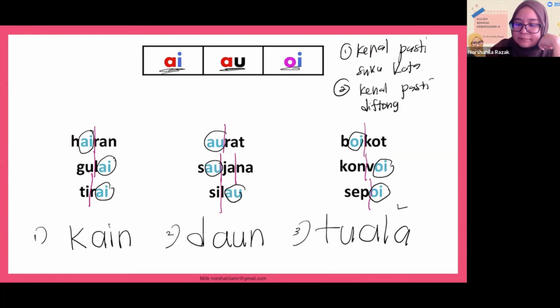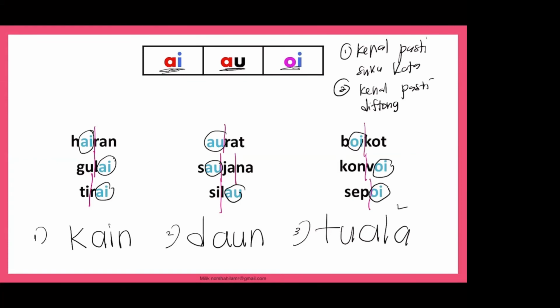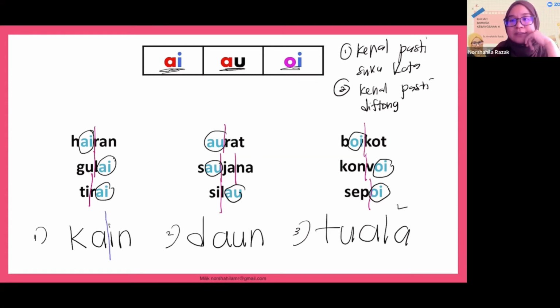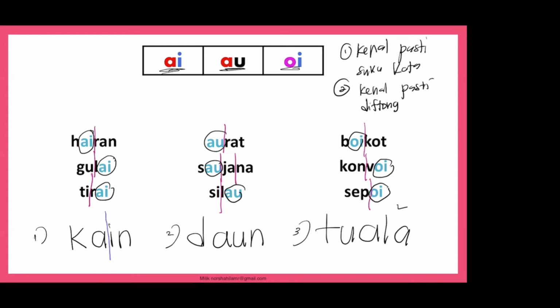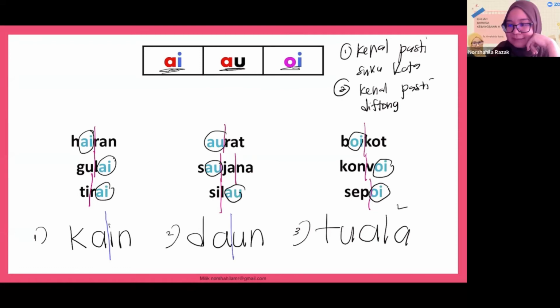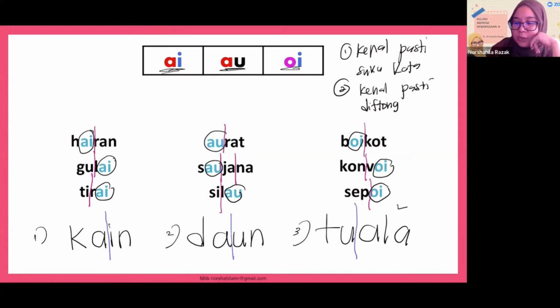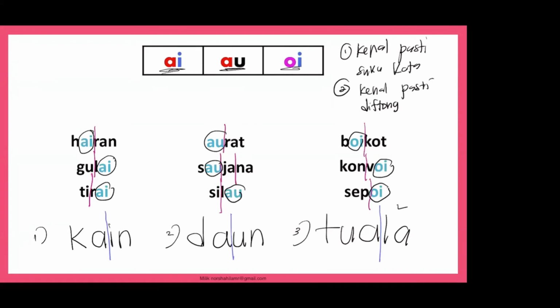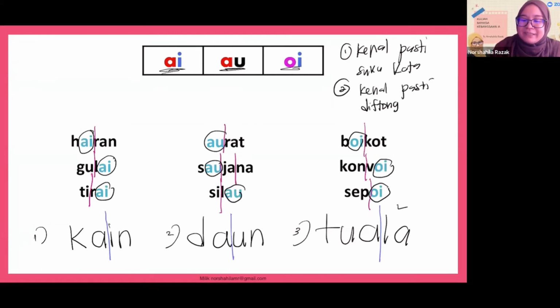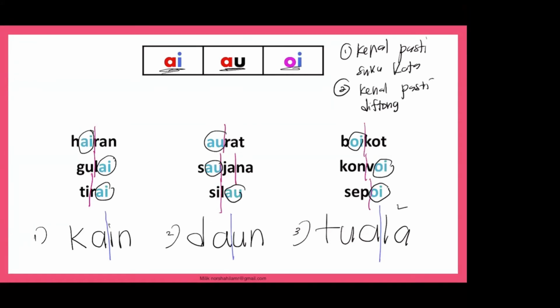Okay, cuba tengok perkataan yang pertama. How do we break it down into syllables? Kain. Okay, kain. Number 2, daun. Number 3, tua. Tu-a, like this. So after that we need to identify the diphthong.